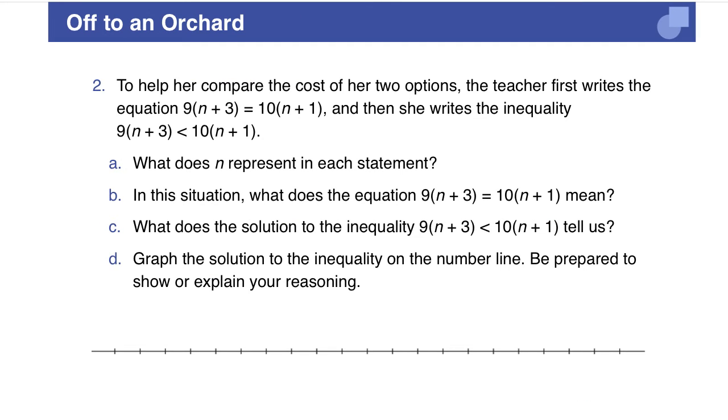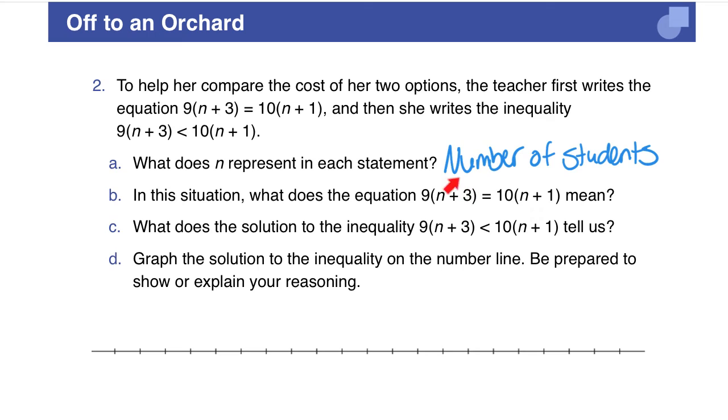To help compare the cost, the teacher first writes this equation, and just take a minute and figure out what is going on in that equation. So as you're looking at that equation and inequality, you're noticing that n is representing the number of students. In B, in this situation, what does this equation mean?